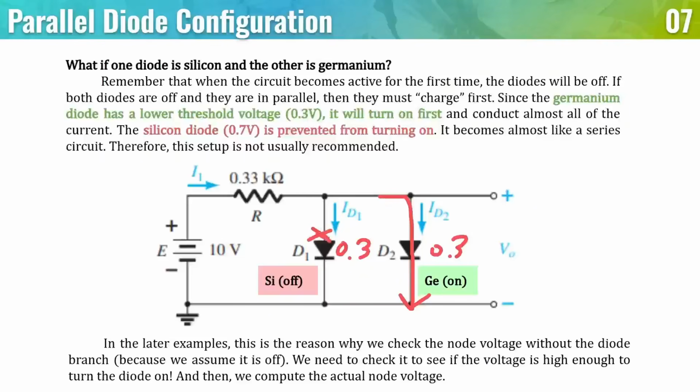Usually what happens in low voltage circuits like 10 volts is that the current will continue to be conducted across the germanium diode and it will be off in the silicon one. So this setup is not usually recommended since it almost becomes like a series circuit, where this one is just getting ignored. Keep this example in mind because in the later examples, we're going to check the node voltage without the diode branch because we assume it is off at the start. And if the voltage is high enough to turn the diode on, then we compute the actual node voltage.